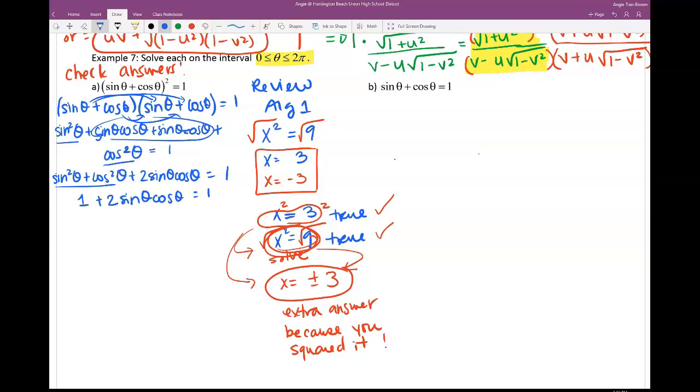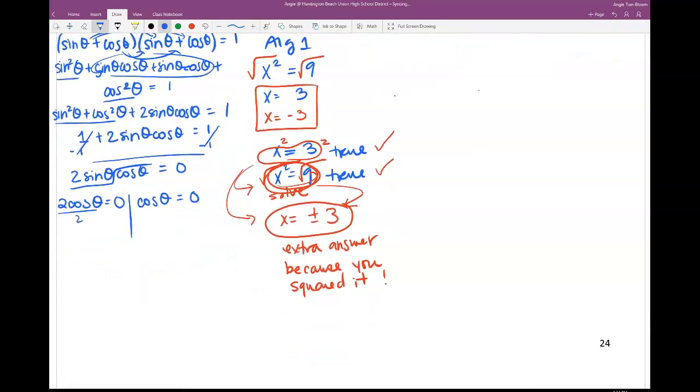Okay, I'm going to see if I can move the ones. So when I move the 1, I now have 2 times sine of theta cosine of theta equals 0. Well, this is like a factor. See that right there? So I can take each factor and set it equal to 0. Perfect. So now divide both sides by 2. Well, 0 divided by 2 is 0, so cosine of theta equals 0. Cosine of 0 is here and here, so that's pi over 2 and 3 pi over 2.